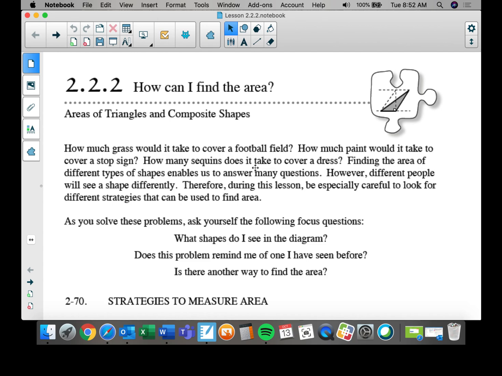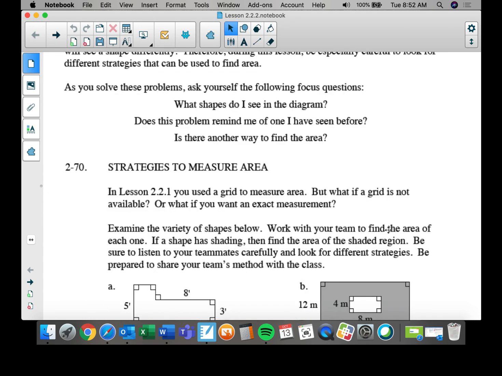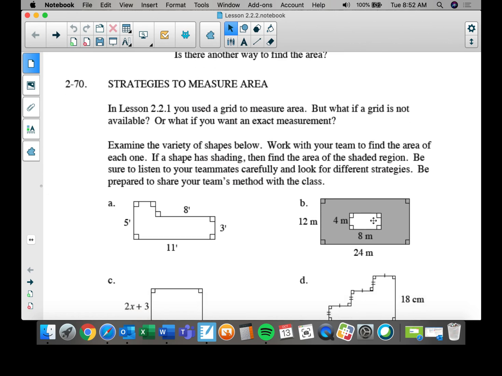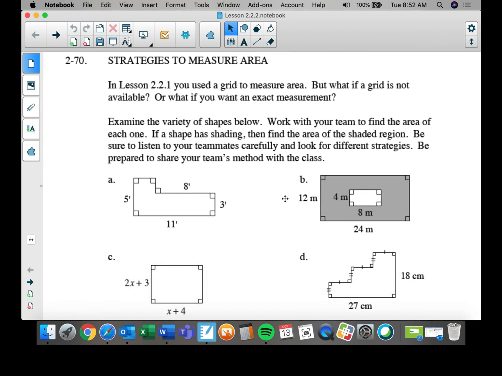However, different people see shapes differently. This is a big one for this chapter. Therefore, during this lesson, be especially careful to look for different strategies to use. That's something we're going to talk about. If you take a look at problem 270, this is all about different strategies to find areas.